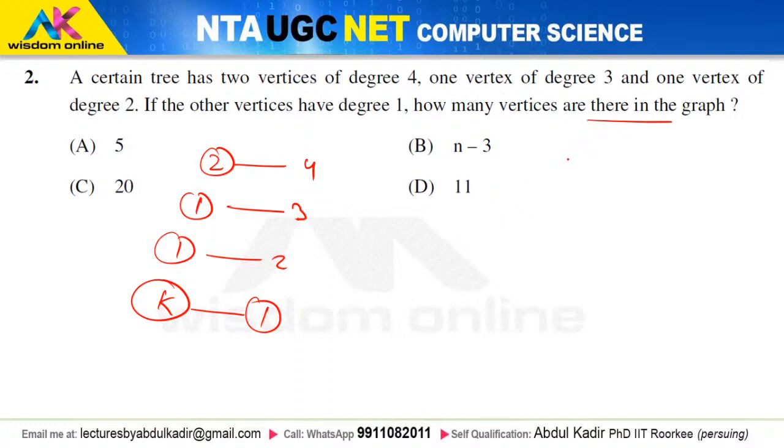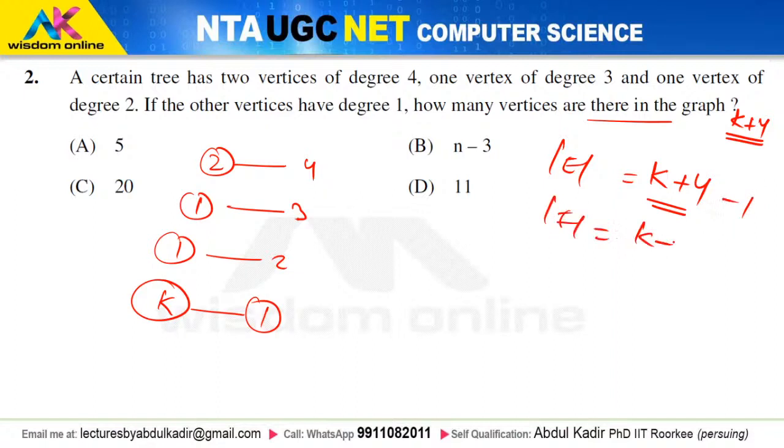Very easy. Let's assume we have k vertices of degree 1. So the total number of vertices we will have is k plus 1 plus 1 plus 2, so this is k plus 4. Remember, this is the total number of vertices we have. Now we know the number of edges is equal to the number of vertices minus 1. So the number of edges will be k plus 3. So this is one equation we got.